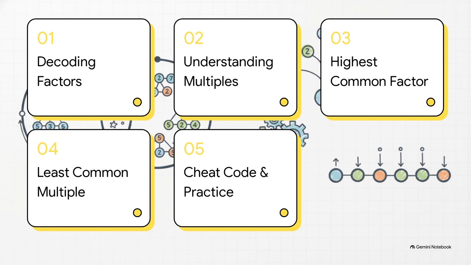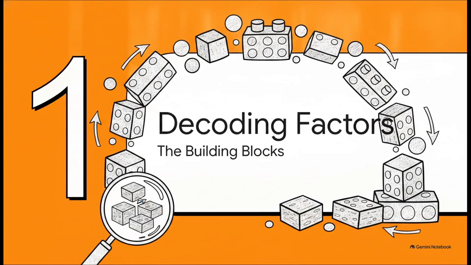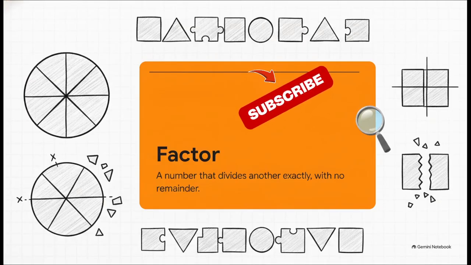First, decoding factors. Second, understanding multiples. Third, the highest common factor. Fourth, the least common multiple. And finally, a quick cheat code and some practice. All right, Section 1, Decoding Factors. Let's start with our very first building block.